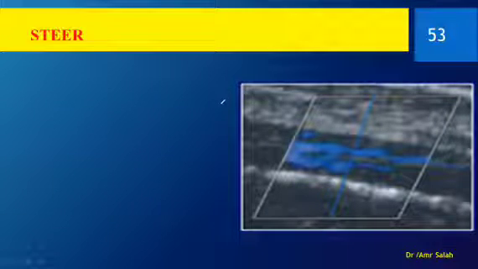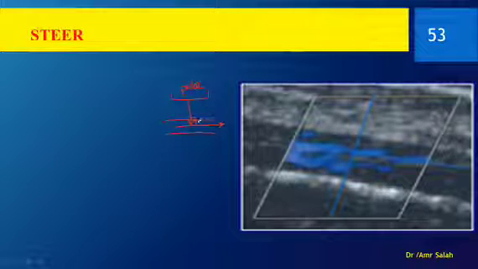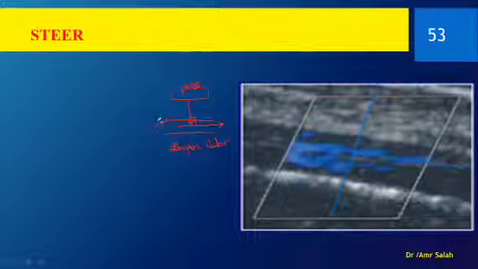Imagine that this is your probe, and you've got this vessel. So the direction of blood in this vessel, let's say, is like this. If the ultrasound beam is like this, it will create a right angle with the direction of blood. Now, this kind of angle does not produce the Doppler, so does not produce color. So we don't want this.